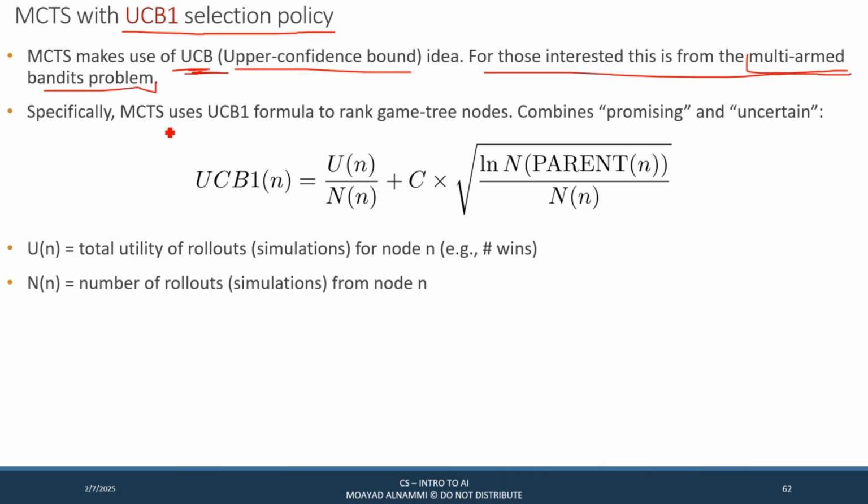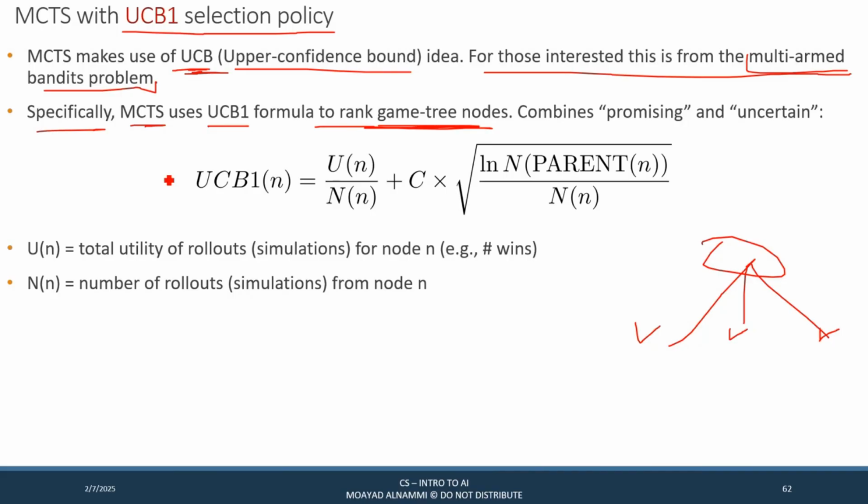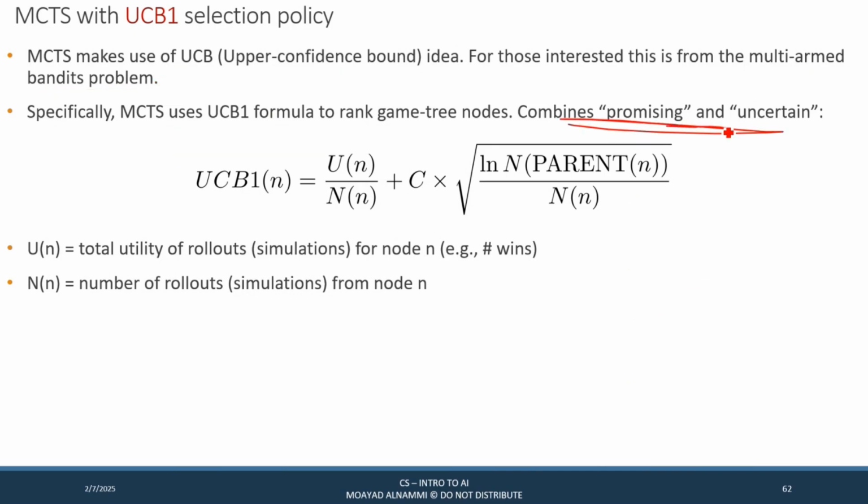So what does UCB do? Specifically, MCTS uses the UCB1 formula to rank the game tree nodes. If I'm at a node here and I have children, I want to know to which of the children I should allocate budget. With UCB1 you compute the formula for child 1, child 2, and child 3, and it will give you a value, and the one that has the highest UCB1 value, you will allocate a simulation to. It combines both promising and uncertain.